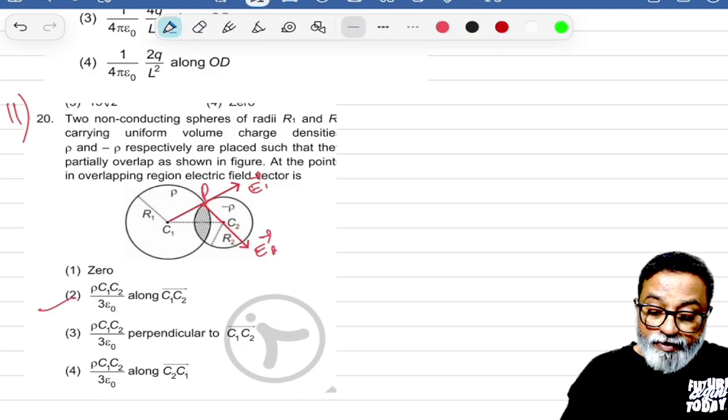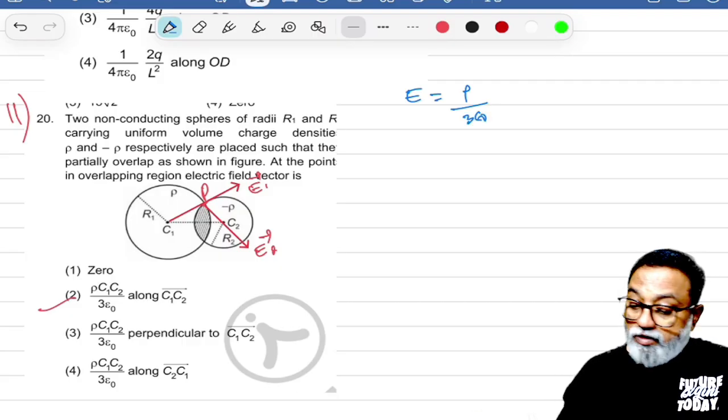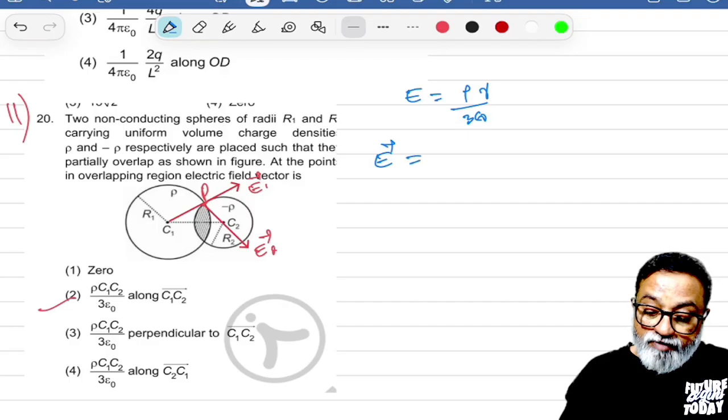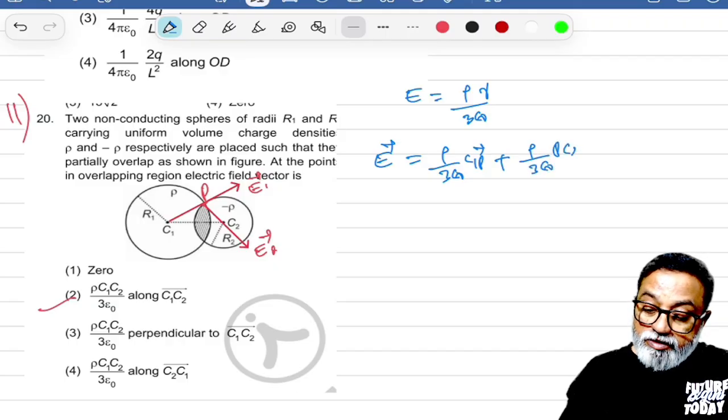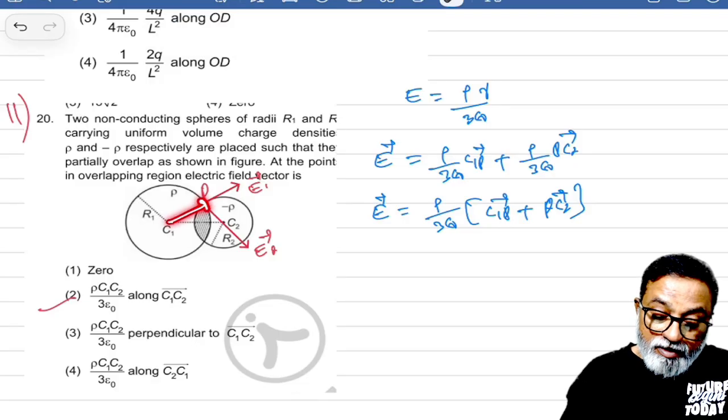In a non-conducting sphere, the intensity is equal to rho r by 3 epsilon naught, that is rho by 3 epsilon naught into this distance. Therefore, E bar is equal to rho by 3 epsilon naught times C1 P bar, and like that, rho by 3 epsilon naught times P C2 bar. Therefore, E bar is equal to rho by 3 epsilon naught, a common constant, times C1 P bar plus P C2 bar. Here we are adding the first vector and the second vector.